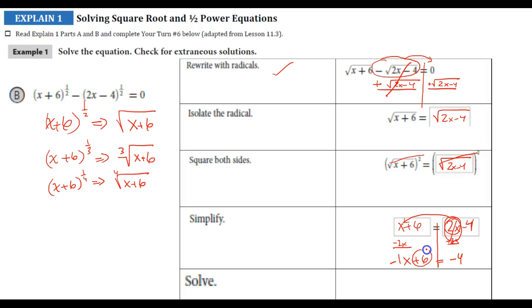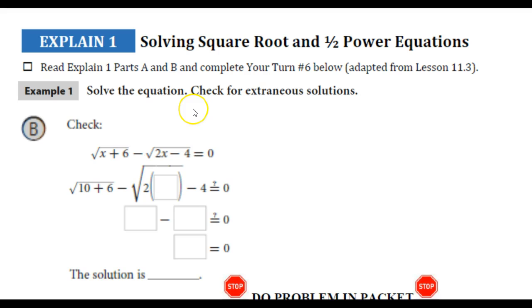Now let's move this over. What's the opposite of a positive 6? Negative 6, right? So that would be negative 10 equals negative 1x. We're not quite done yet. We're going to continue to solve this out. So that would be negative 1x equals negative 10. What's the opposite of multiplying? Dividing. So we're going to divide that, and x was equal to 10.